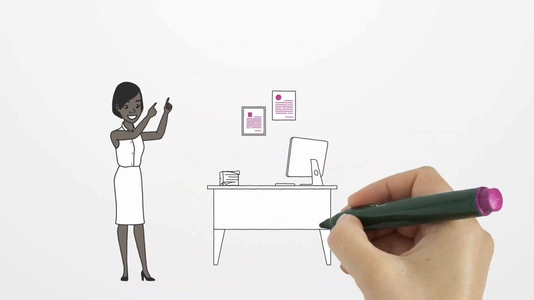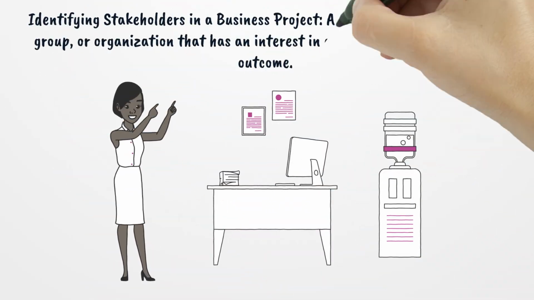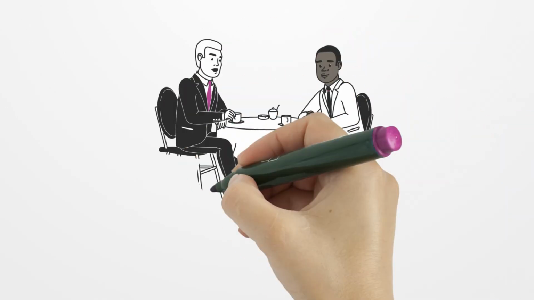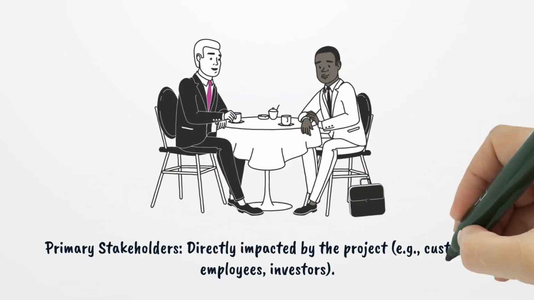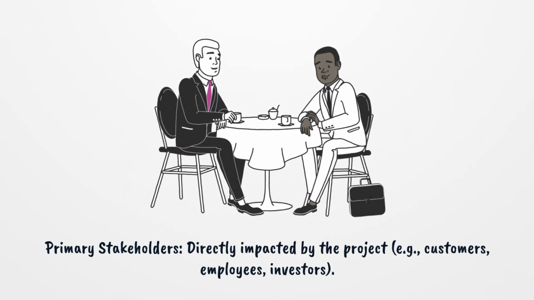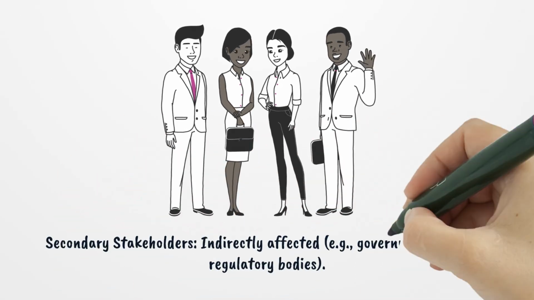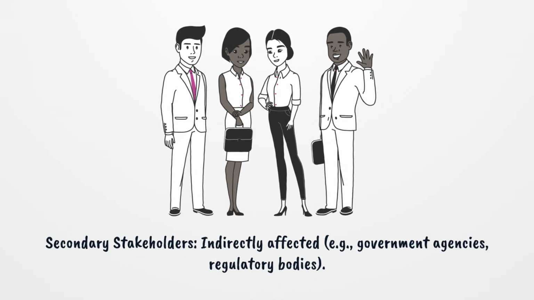Identifying stakeholders in a business project. A stakeholder is any person, group, or organization that has an interest in or is affected by a project's outcome. Types of stakeholders. Primary stakeholders, directly impacted by the project, e.g., customers, employees, investors. Secondary stakeholders. Indirectly affected, e.g., government agencies, regulatory bodies.